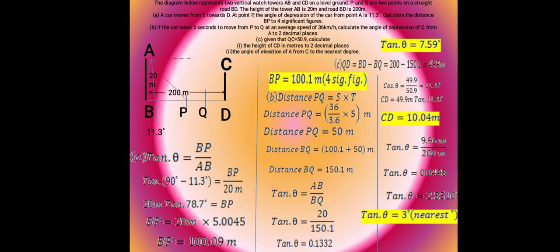Now the angle of elevation. We shall take tan theta, which is 9.96 meters over 200 meters. So tan theta becomes 0.0498. Looking at our tables or scientific calculator, 0.0498 is the same as 3 degrees to the nearest degree.